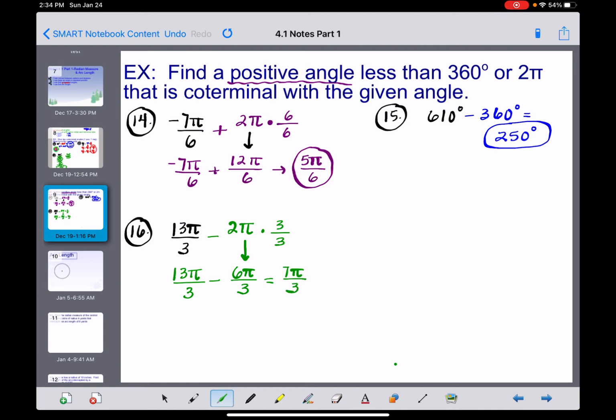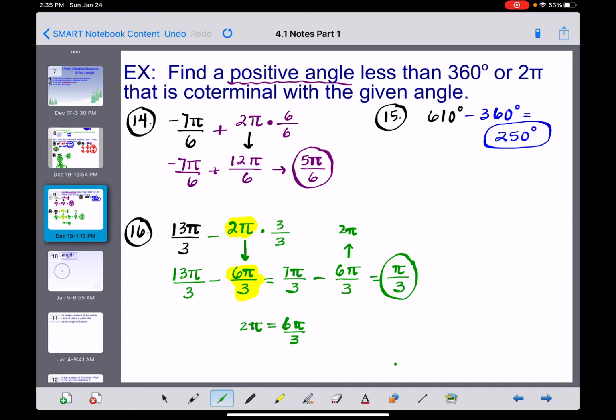The problem is 7 pi over 3, while it is positive, it's not less than 2 pi. Again, 2 pi is the same as 6 pi over 3, so 7 pi over 3 has to be more than that. So we need to subtract another 2 pi, which again would be subtracting 6 pi over 3, because that's equal to 2 pi. When we do that, we get 1 pi over 3, or pi over 3. Again, that's positive, and it is less than 360, or 2 pi, because 2 pi in terms of pi over 3s is 6 pi over 3. 6 divided by 3 is 2. So there's 6 different examples on coterminal angles.